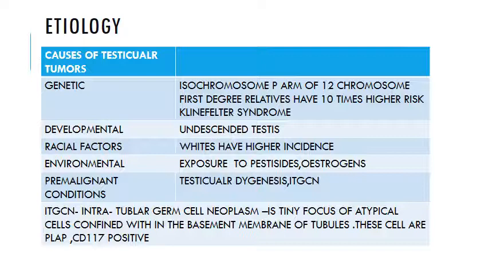When we come to the pre-malignant condition, we have to be acquainted with a term called ITGCN, that is intratubular germ cell neoplasm. So when we randomly see testicular biopsies, some biopsies may show a tiny focus of atypical cells confined within the basement membrane of the tubules. These cells are usually placental alkaline phosphatase positive or CD117 positive. So this focus we usually call intratubular germ cell neoplasm, and this is a pre-malignant condition to testicular tumors.